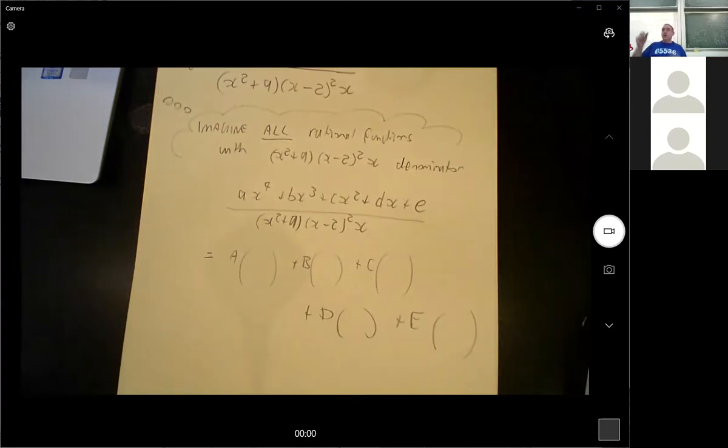And all, in inverted commas, all you need is enough functions that are different that have this denominator. I reckon I can still get to upper and lower sums. All right, so here we go.